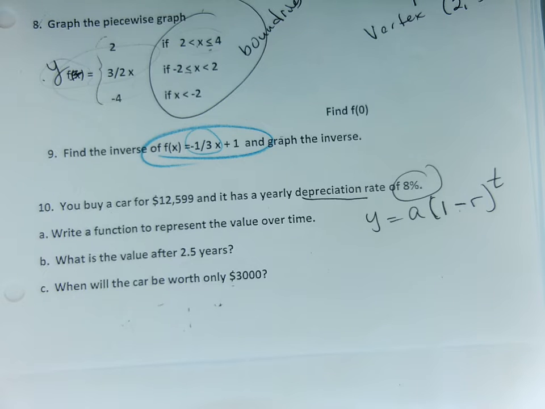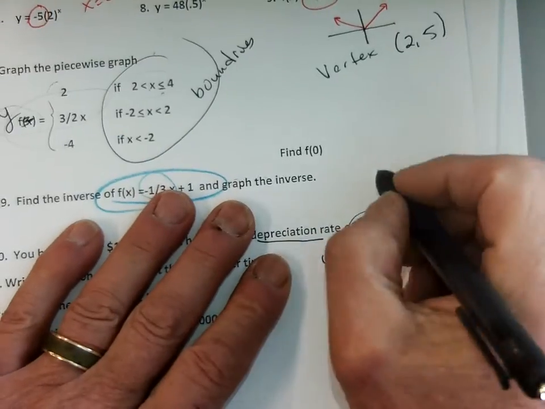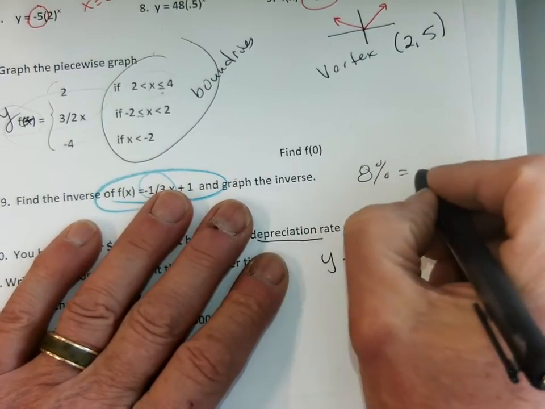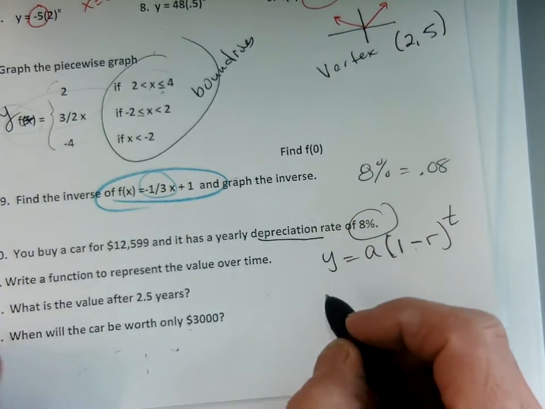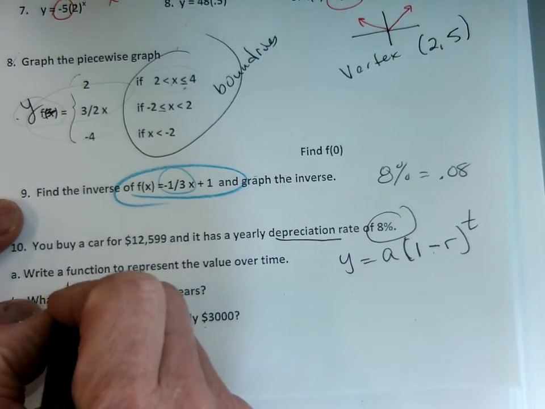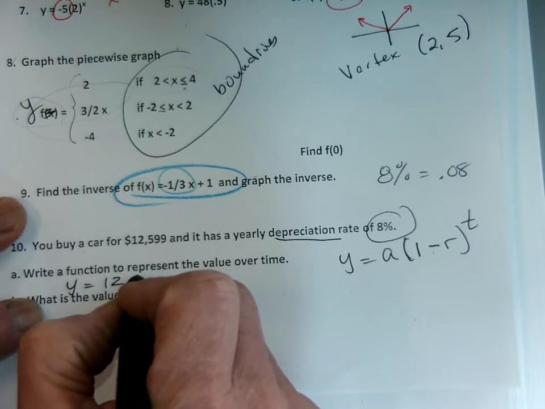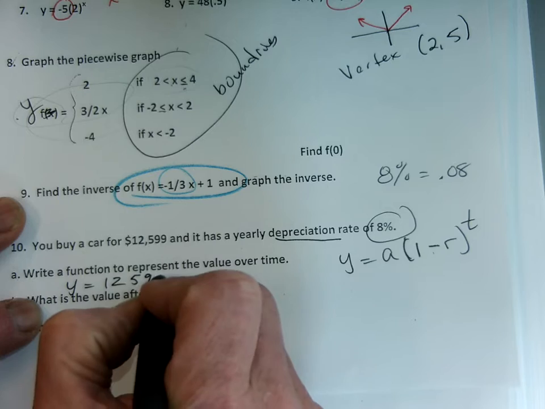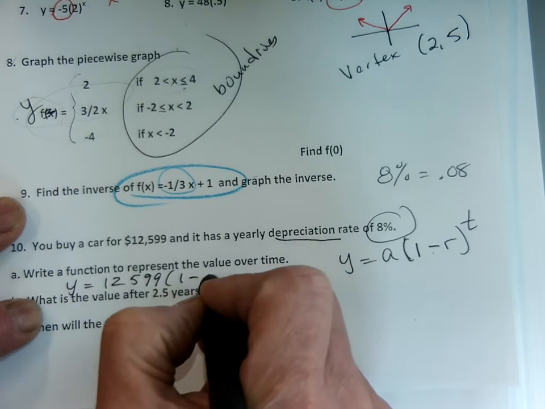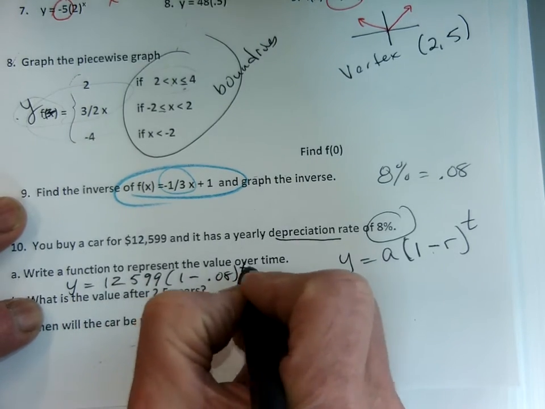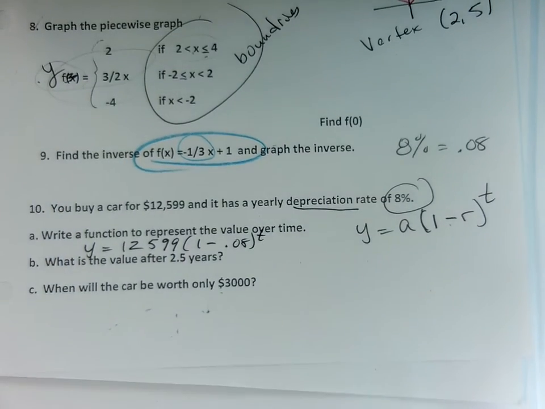Okay? r is 8%, but we're not going to put 8 here. What are we going to put? 0.08. Okay, and I'll write that down. 8% is the same thing as 0.08. So I'm going to rewrite it. I want to write a function. So I'm going to go, okay, y equals 12,599 times 1 minus 0.08 to the t power, okay? There's my equation.